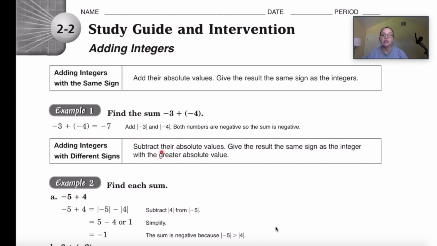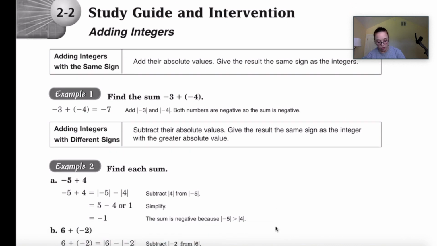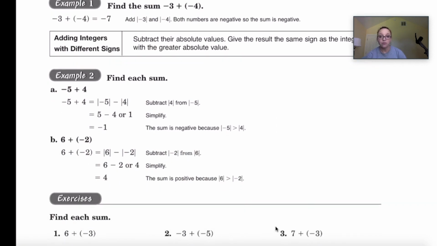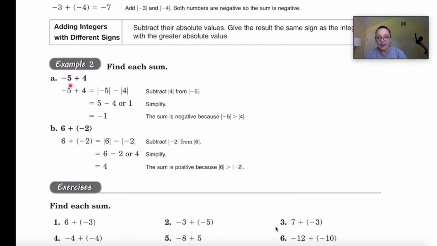And then we're finding the sum of two integers that have different signs. For example, if I'm adding -5 plus 4, what it says to do is subtract their absolute values. So I do 5 minus 4, which gives me a 1. To figure out the sign, it goes with the number that had the larger absolute value. The absolute value of -5 is larger than the absolute value of 4. Since this one is negative, the answer is -1.